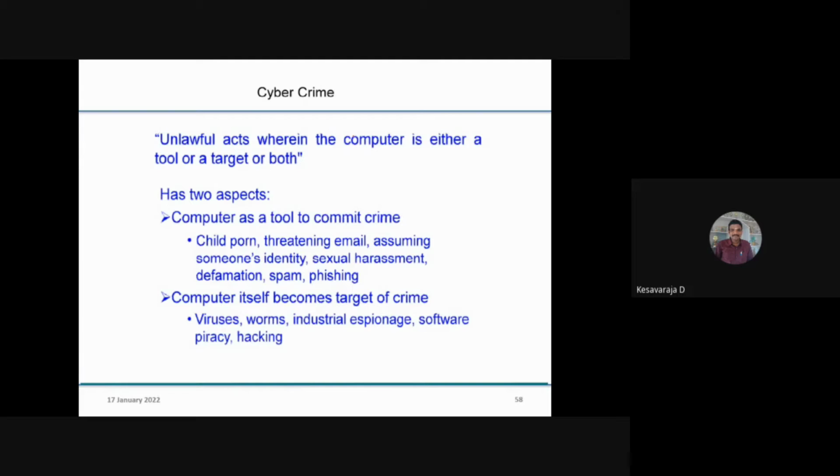Child porn, threatening email, assuming someone's identity, sexual harassment, defamation, spam or phishing are examples of the computer as a tool to commit crime. Second, the computer itself becomes a target of crime: virus, worm, software piracy, hacking. So there are 2 aspects.